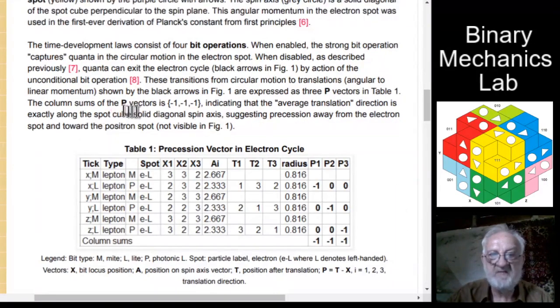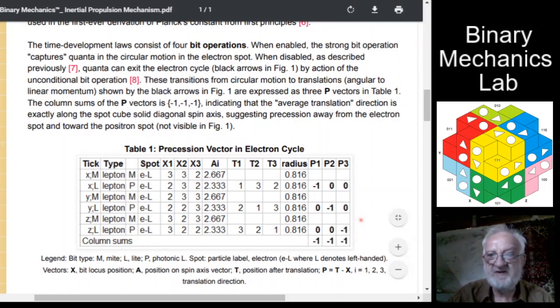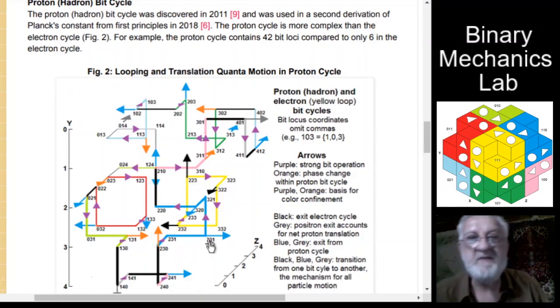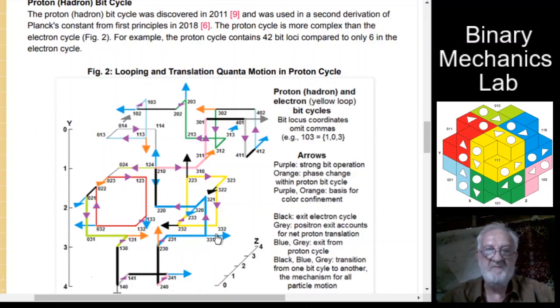The column sums of the p-vectors are -1, -1, -1, shown here, indicating that the average translation direction is exactly along the spot cube solid diagonal spin axis, suggesting precession away from the electron spot and toward the positron spot, which is on the other side of the spot cube shown in figure 1 and is therefore not visible in figure 1. Now, if you dare, please join me in looking at the proton-hadron bit cycle, which is much more complicated.